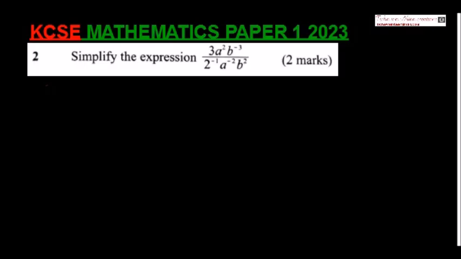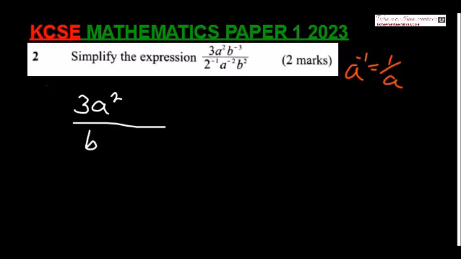You also learned that the inverse, that is a to the power minus 1, is the same as 1 divided by a. So we can write our expression here, and we say now that we have 3a squared and we have b to the power minus 3. We bring it to the numerator and we remove the minus sign. So we are through with the numerator.